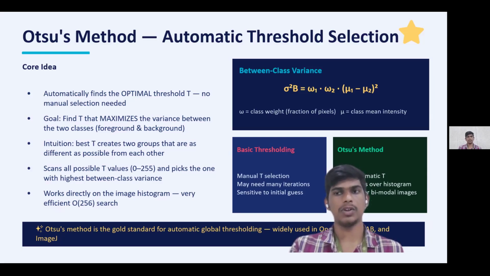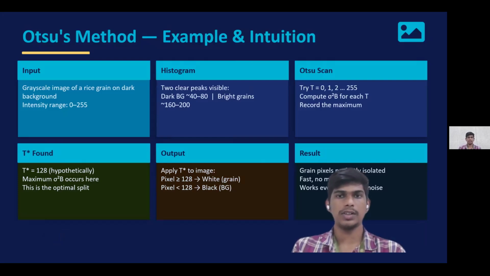That is the method process. At the end of the algorithm, we will find the threshold that maximizes the variance between the two classes. It scans all the possible thresholds and picks the one with the highest between-class variance. This method is the gold standard for automatic global thresholding, widely used in OpenCV and Matplotlib applications.